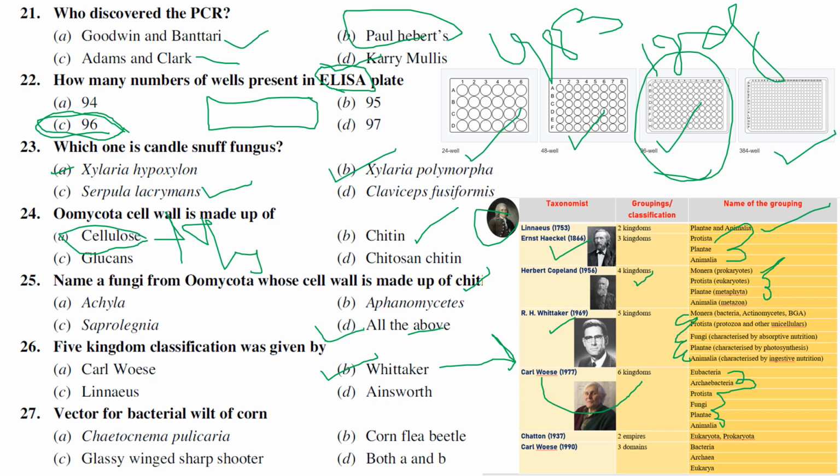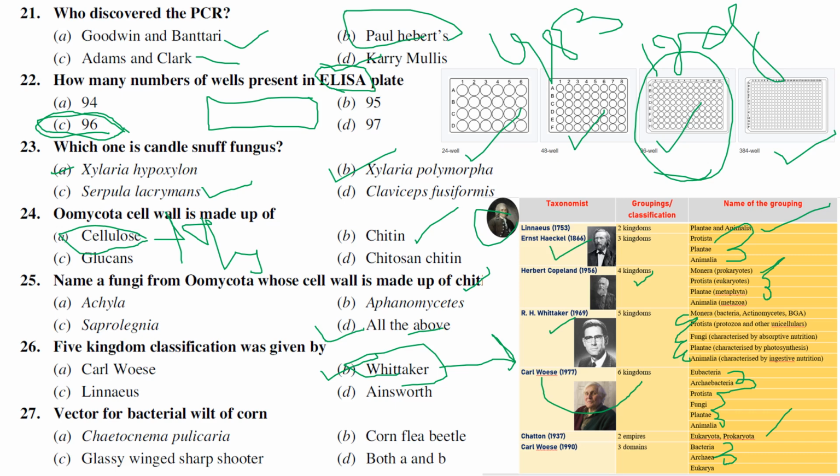Chatton's two empire classification was actually given as Eukaryota and Prokaryota. Carl Woese three domain classification: bacteria, archaea, and eukarya. So here the five kingdom classification, that is the question, was given by Whittaker. If you want a detailed explanation about this classification, I have clearly given it in my mycology section videos, in classification of fungi. I have given a very detailed classification, starting from Persoon to the almost advanced classification, that is the Kirk et al. classification.